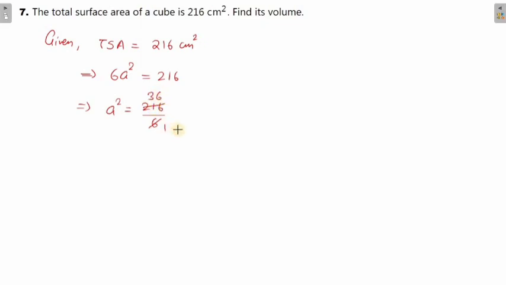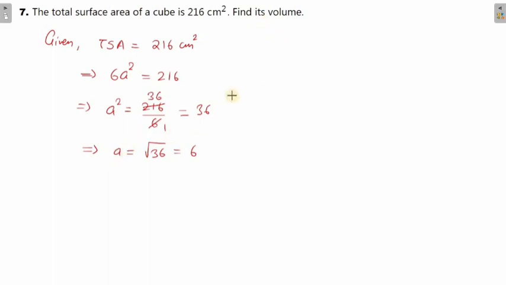So 6 6s are 36. So how much do we get here? We get 36 by 1, which is 36. So if a square is 36, then a is going to be the square root of 36, which is 6. Okay, so we got each edge of the cube.